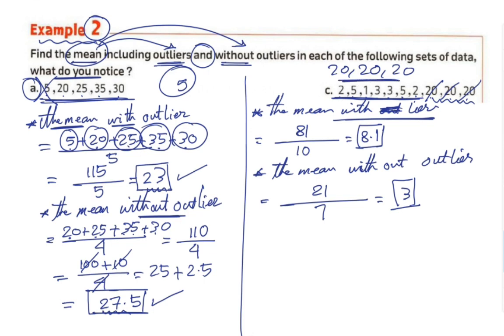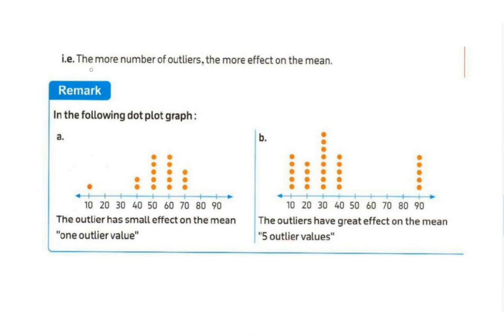Each time the outliers increase, the effect on the mean will increase too. The more outliers, the more effect on the mean. Okay, now let's go to the note. So the note here: the more outliers, the more effect on the mean.